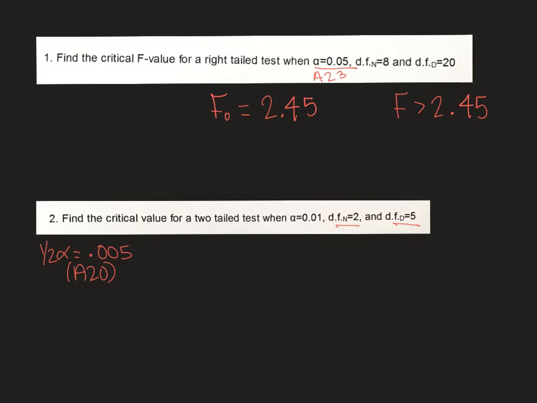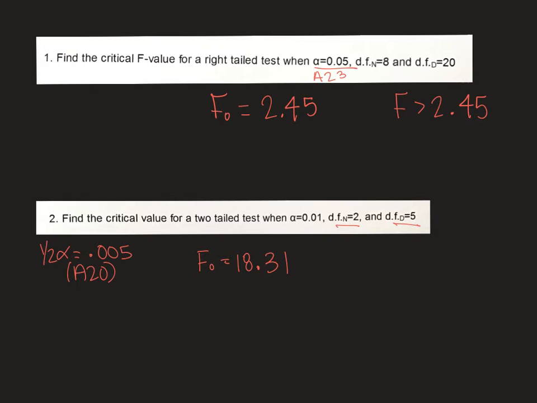So on the page where alpha equals 0.005, we're going to go to a degree of freedom of 2 for the numerator, so over to 2 and down to 5. So that's going to give us a critical value of 18.31.